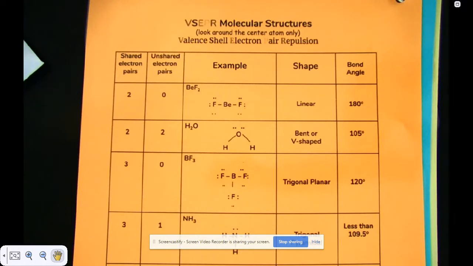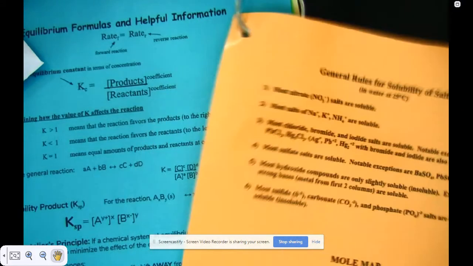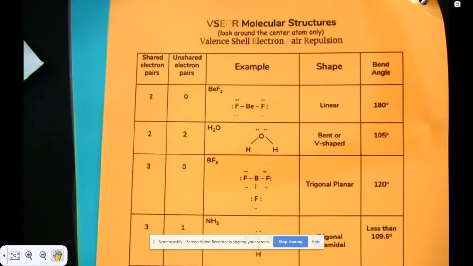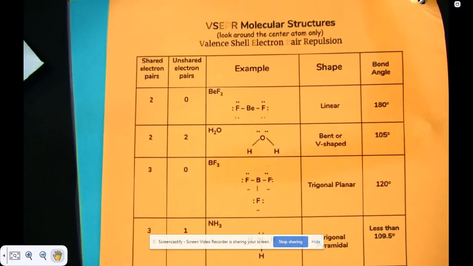So you guys already have this paper that you see here in front of you. This is from your ring. This is on the back of that mole map. It has the solubility on the top, the mole map on the bottom, and on the back of it, you guys have seen this. You probably didn't know what it was for quite a long time, and that was this VSEPR molecule structures.